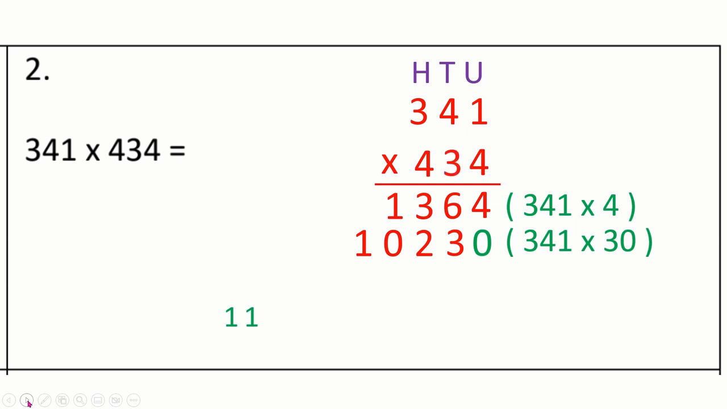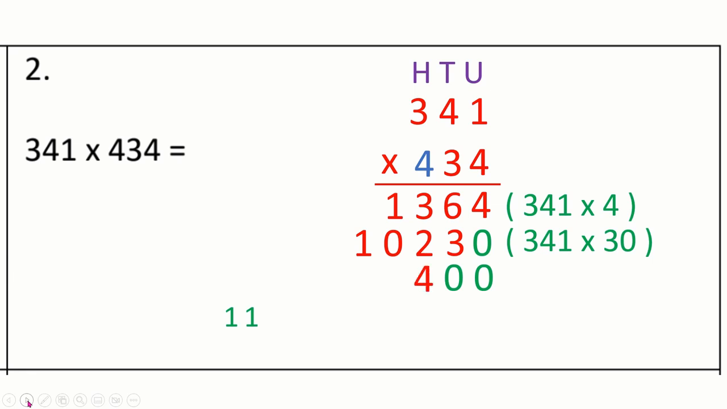Now let's move on to our hundreds column. 341 multiplied by 4, and that 4 is worth 100 in the hundreds column. So your question is 341 multiplied by 400. So this time you're going to put 2 zeros in.